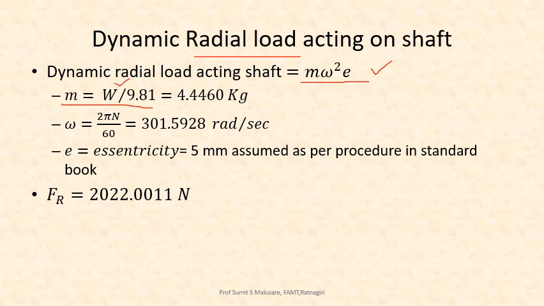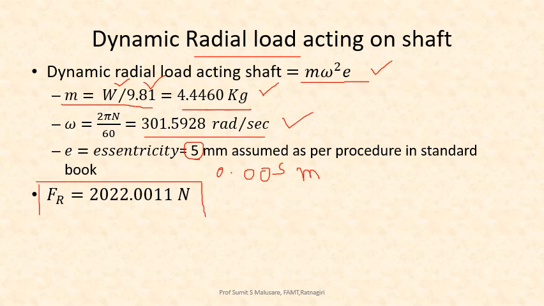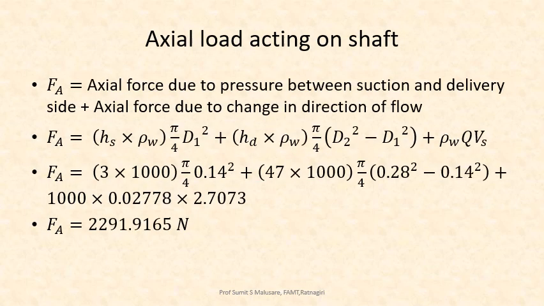So W upon 9.81 comes out to be 4.4460 kg. Now omega is equal to 2 pi N by 60, which comes out to be 301.5928 radians per second. Now I have assumed the value of eccentricity is equal to 0.0005 meters. Okay, so if you put all things over here, I will finally get the radial load equal to 2022.0011 newtons.